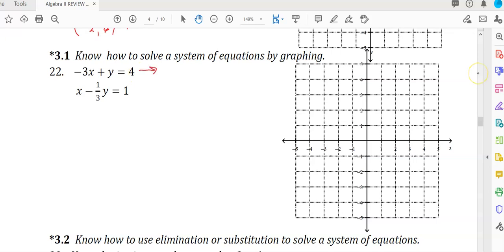Okay, so let's solve this first one for y. So we can graph this by hand. Let's add 3x to both sides. So y equals 3x plus 4. The y-intercept is 4. The slope is 3, up 3 over 1, or down 3 over 1 the other way. Down 3 over 1. So there's our line.